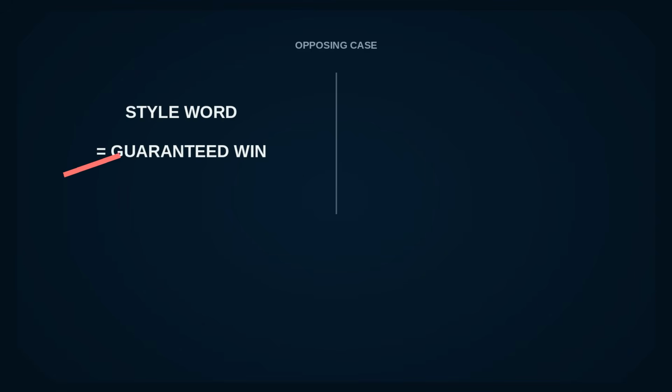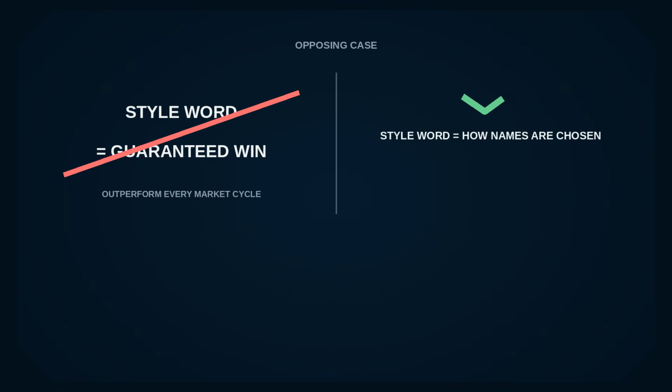Keep this opposing case. The wrong reading treats a style label as proof that the fund will outperform every market cycle. The natural reading treats value, Contra, Dividend Yield, and Flexi-Cap as process and opportunity set words, then checks stated category rules, current portfolio, costs, and liquidity.